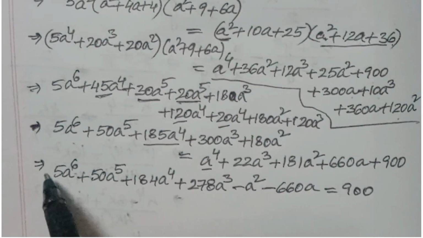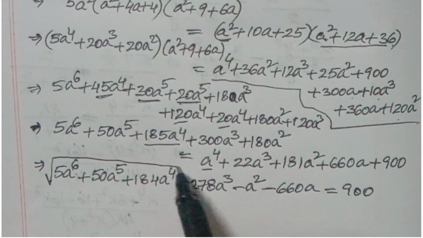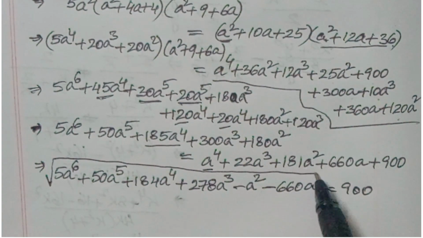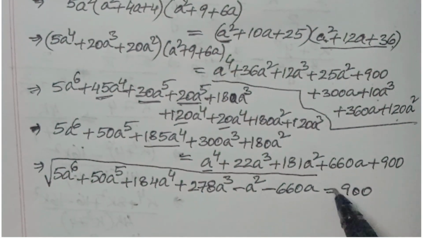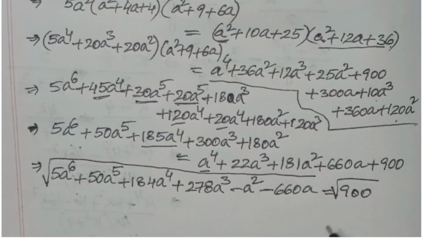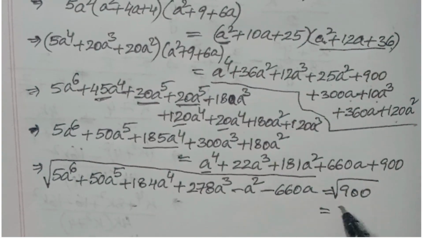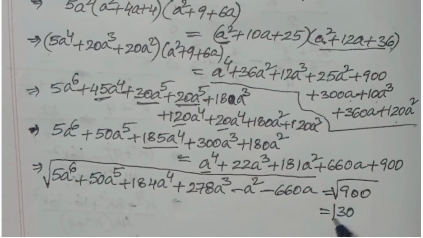Now he is asking to find the square root of this value. If you see the question, he is asking to find the square root, so taking square root on both sides, the required answer is 30.